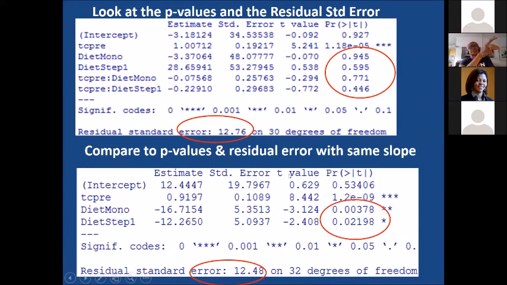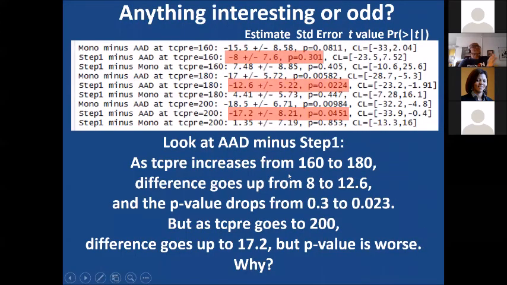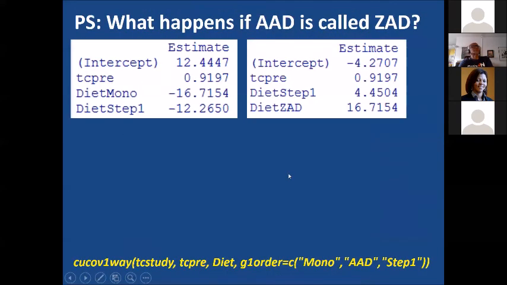You don't have to run the simpler model to see this. CU-COB one way provides the information for you. So I'm going to skip this thing about the p-values not getting better. I could have mentioned it even in one way.